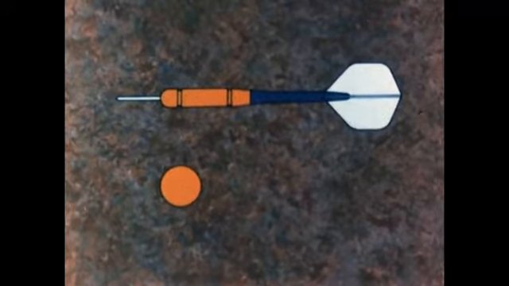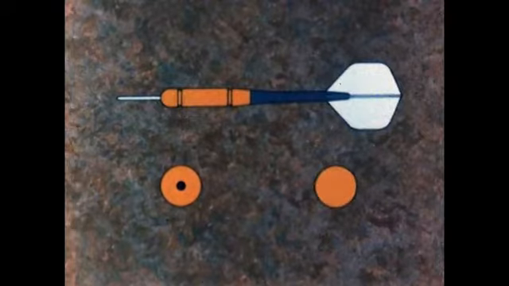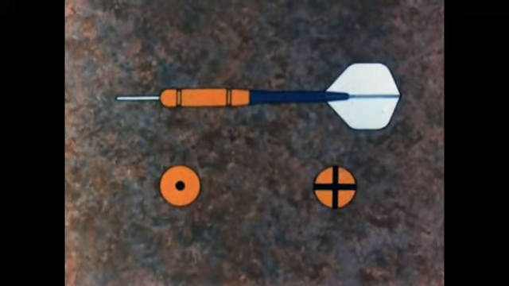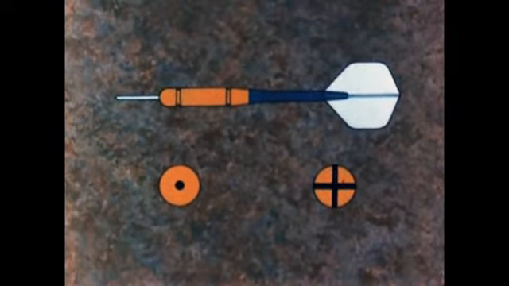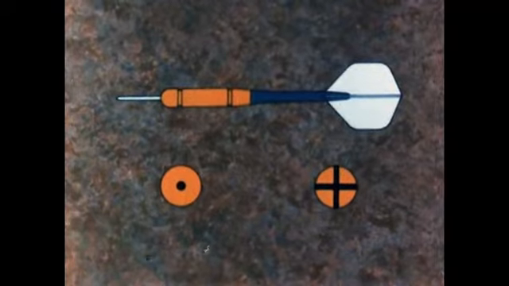Current toward you, you see the point of the dart. Current away from you, and you see the flights. We'll need this in a moment to explain this experiment.